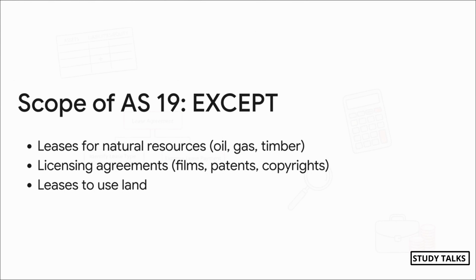Okay, pay close attention here. This is prime MCQ material. AS19 applies to pretty much all leases, but there are 3 big exceptions you absolutely have to remember. It does not apply to leases for natural resources like oil and gas. It doesn't apply to licensing agreements for things like movies or patents. And this is a big one, it doesn't apply to leases for the use of land. Burn these 3 into your memory.